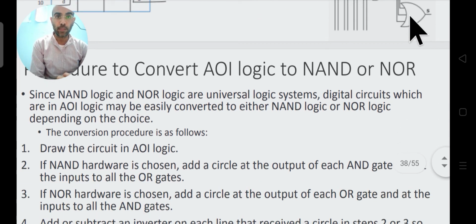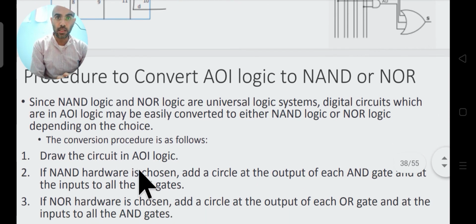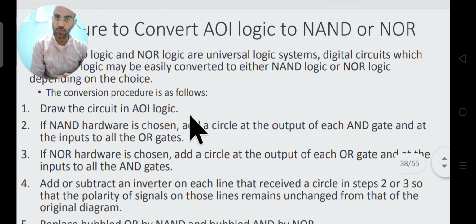So first draw the AND or NOT logic circuit and then include two bubbles. One bubble you include at the output of the AND gate and the other bubble at the input of the OR gate. If you do this, then the circuit you are going to get will be your NAND circuit.